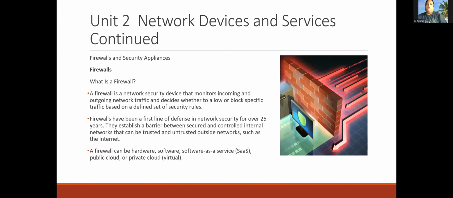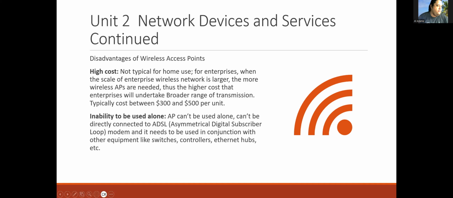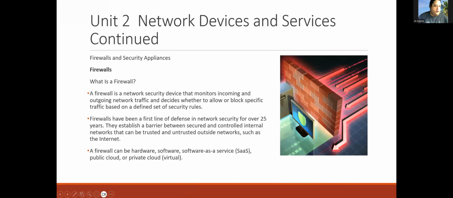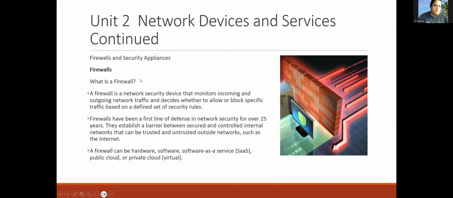So let's talk about firewalls and security appliances. So what's a firewall? If I go to Windows Defender, this is a firewall. It's a software firewall, but still a firewall. I'm not saying it's great, but sorry, let me pull it up again. Yeah, this is a firewall, so cool. Let's say on my home network. I guarantee you can't do anything with it. Anyways, so that's the kind of firewall.